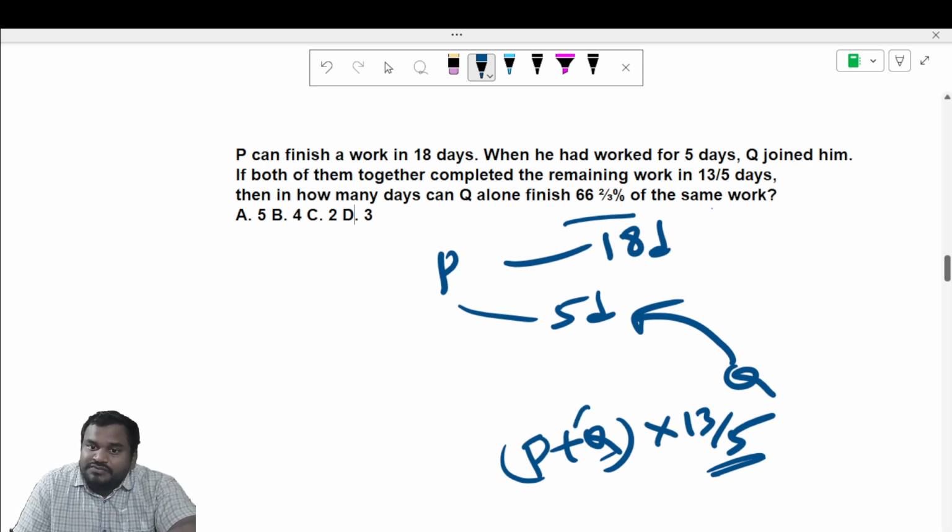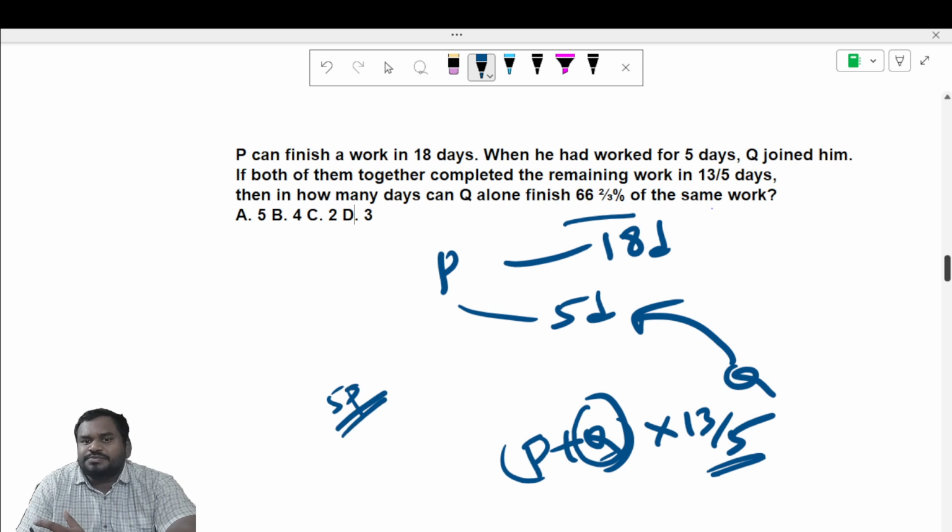But here, if you can find Q's efficiency by using the data given, you can easily solve this question. So for that, here we need to use a separate formula. That is, P can finish work in 18 days when he had worked for 5 days. When P can finish work in 18 days, it means if you think P's efficiency is 1, so 1 into 5, 5P work is completed.